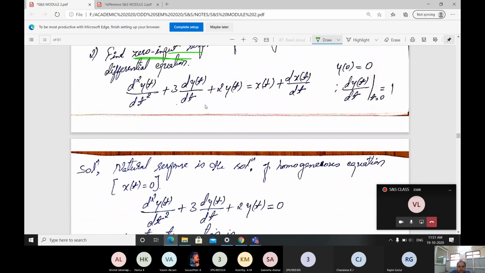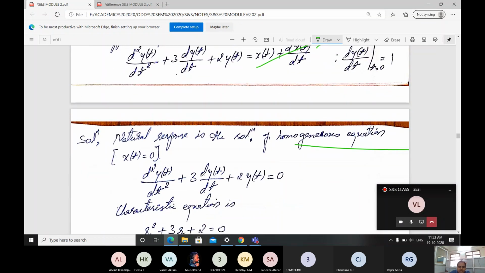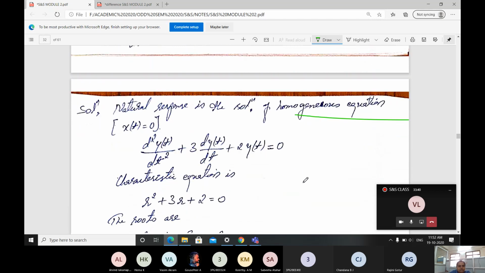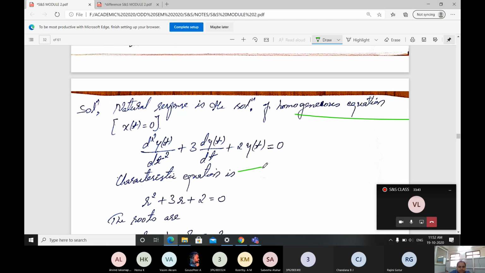Then the natural response is the solution of the homogeneous equation. You get the homogeneous equation when x of t is equal to 0, meaning the whole x of t term is 0 only. Therefore d square y of t divided by dt square plus 3 dy of t divided by dt plus 2y of t, everything on the LHS remains the same, is equal to 0. Then write the characteristic equation.